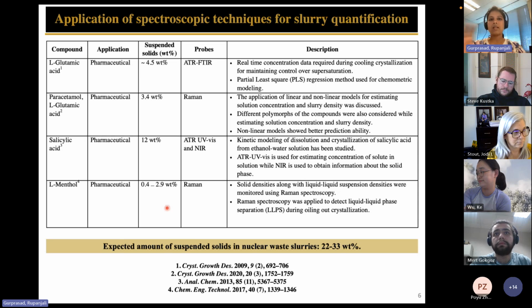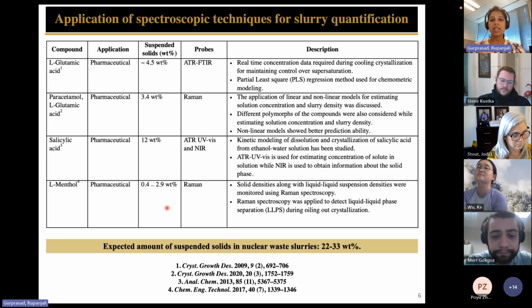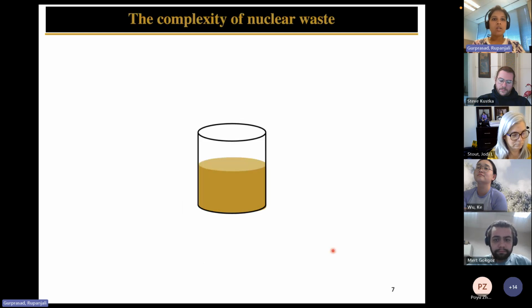So that is something that we decided to take forward to test the applicability as well as the feasibility of using such spectroscopic inline techniques for such highly dense slurries. So moving forward, let's start by taking a step back and understanding the complexity of the nuclear waste itself.